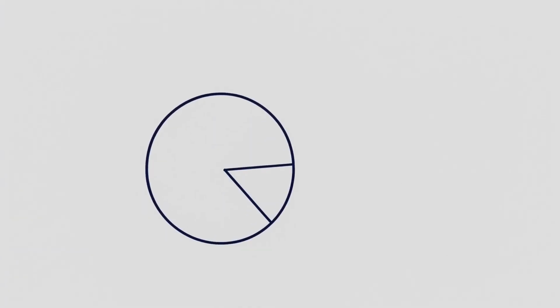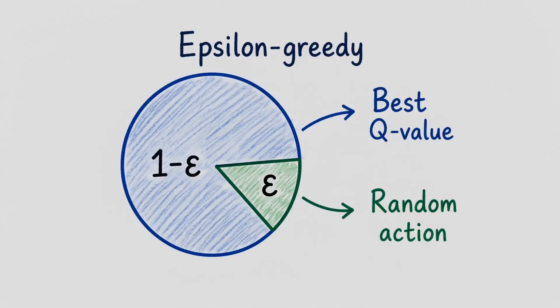TD gives us the mechanism. Now 2 algorithms that use it differently. SARSA and Q-learning. Same family, different philosophies. SARSA stands for State, Action, Reward, Next State, Next Action.